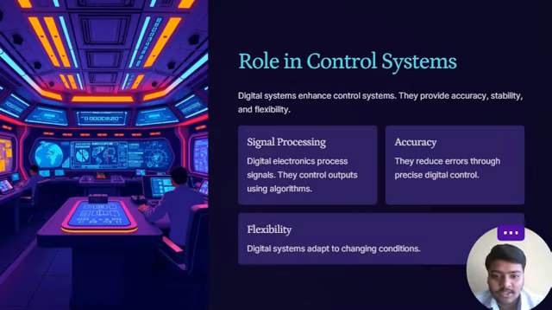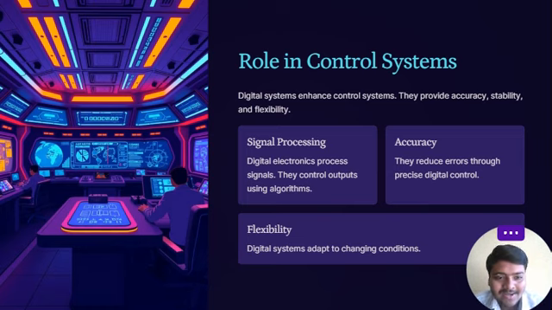Our fourth page is role in control system. Digital systems enhance control systems. They provide accuracy, stability, and flexibility. Basically, digital systems help control systems work better. They make them more precise, steady, and adaptable.